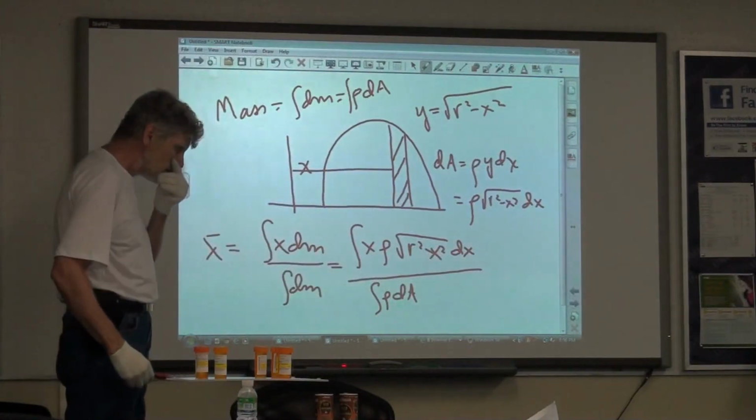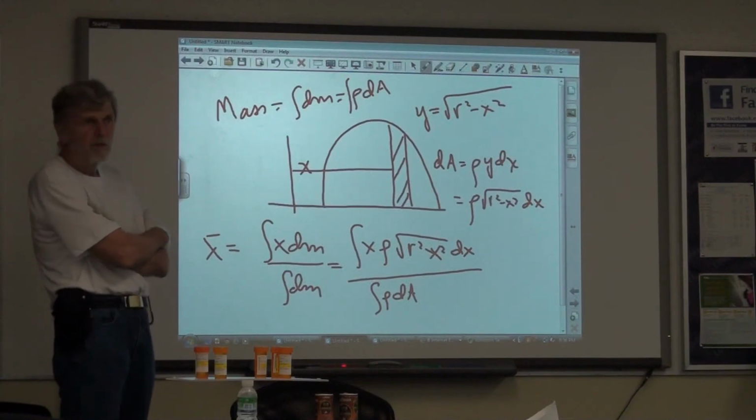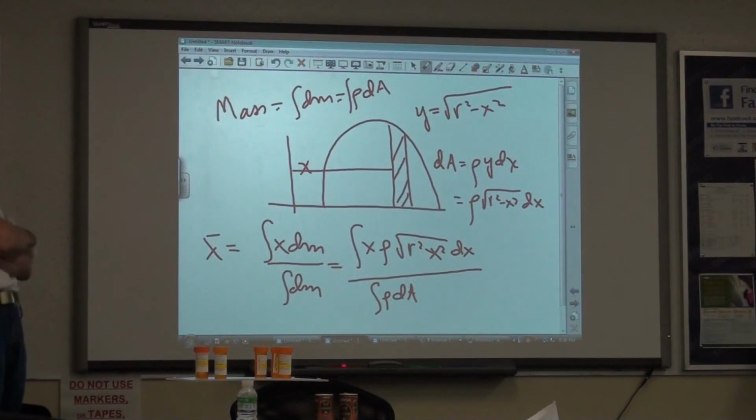What I'd like you to notice is that for uniform flat plates, what happens to the rho in the top and the rho in the bottom? Because they're just constants, aren't they? They come out of the integral sign to the front. And since there's one on the top and one on the bottom, what can you do with them? They cancel out, agreed? So for uniform flat plates, the location of the center of mass is only geometric. It doesn't matter the weight of the plate. It's a geometric result.